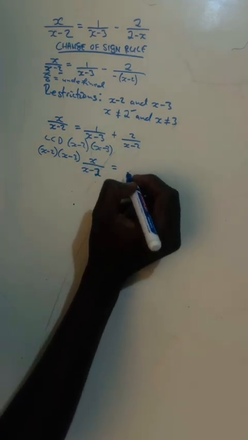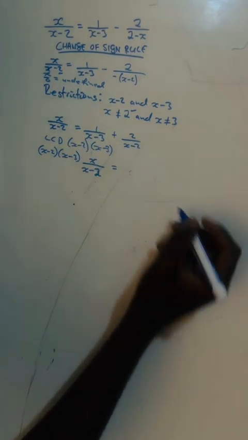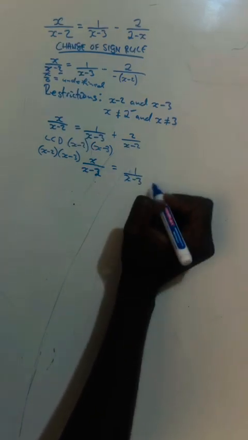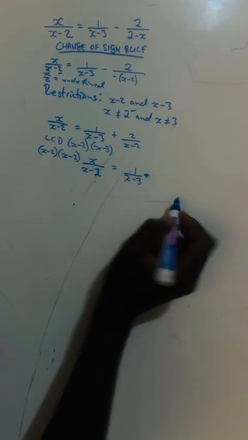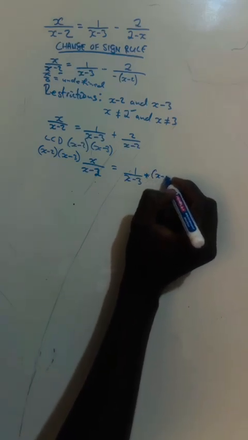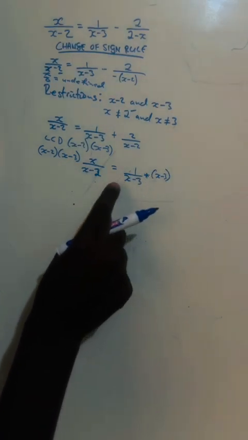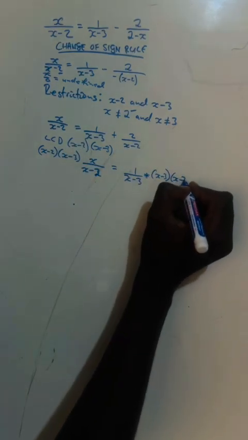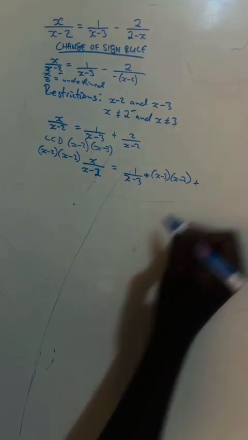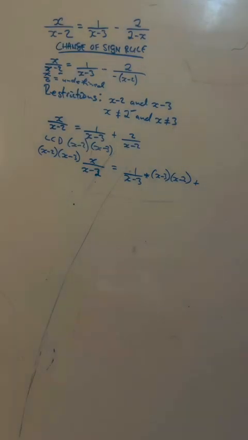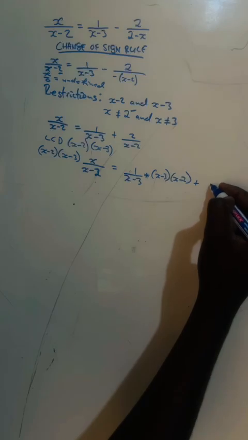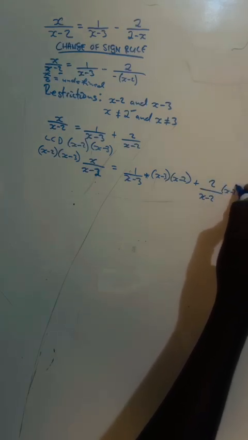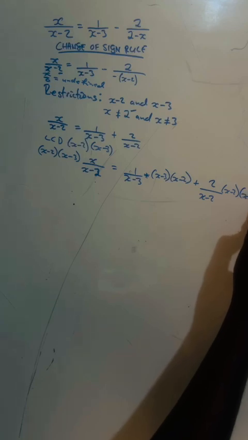Like this is equal to, I start by writing what I've been given, which is 1 over x minus 3. Then I multiply by this x minus 3 and the numerator, the other part of the common denominator, which is x minus 2. Then I write a plus, right? Now I write a 2 over x minus 2, and I multiply by x minus 2 and x minus 3, like that.